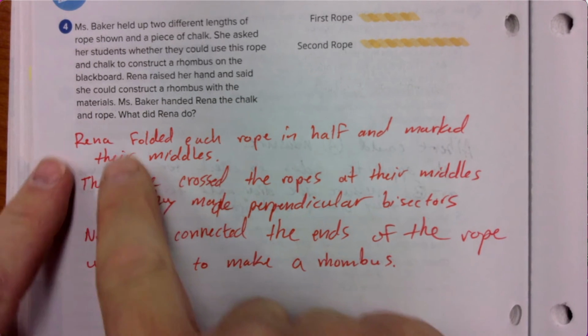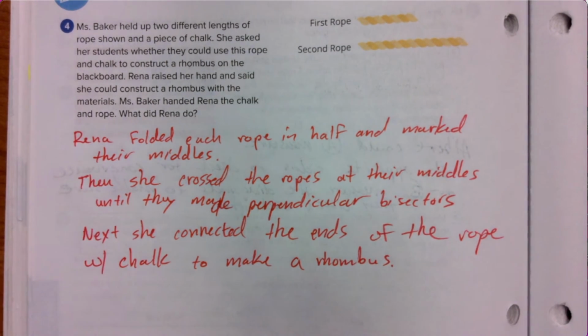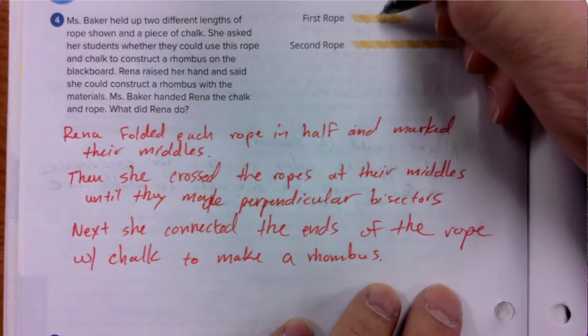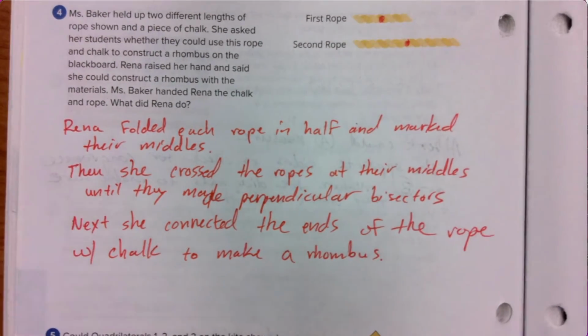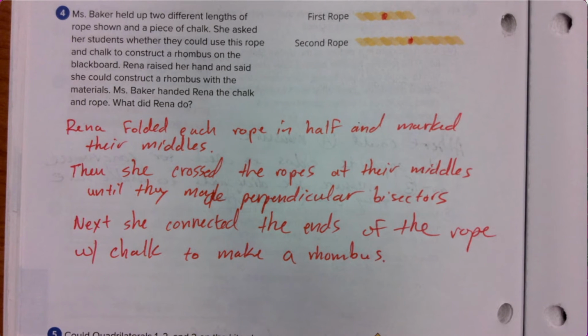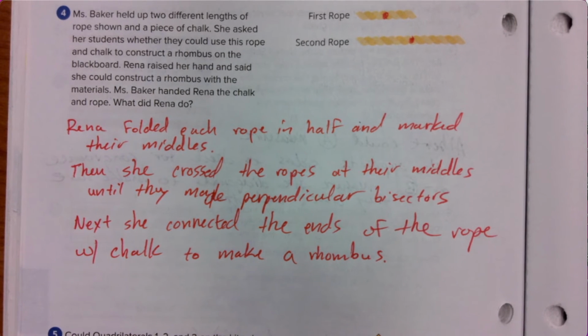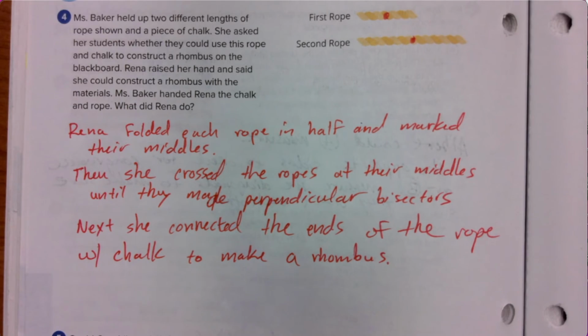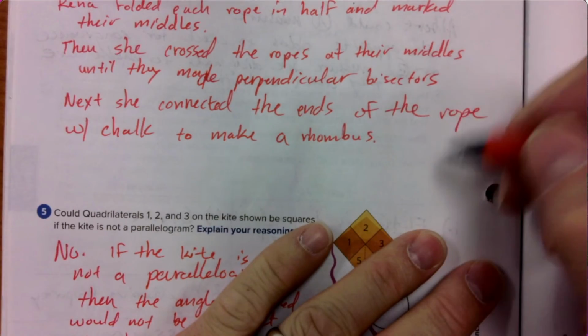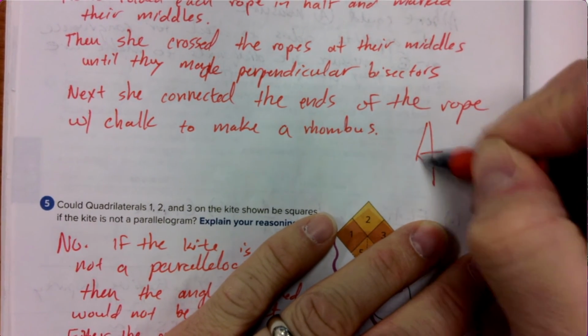What did she do? Well, Raina folded each rope in half and marked their middles. Middle mark. And middle mark. And then she crossed the ropes at their middles until they made perpendicular bisectors. Then she connected the ends of the rope with chalk, and they ended up making a rhombus, something like this.